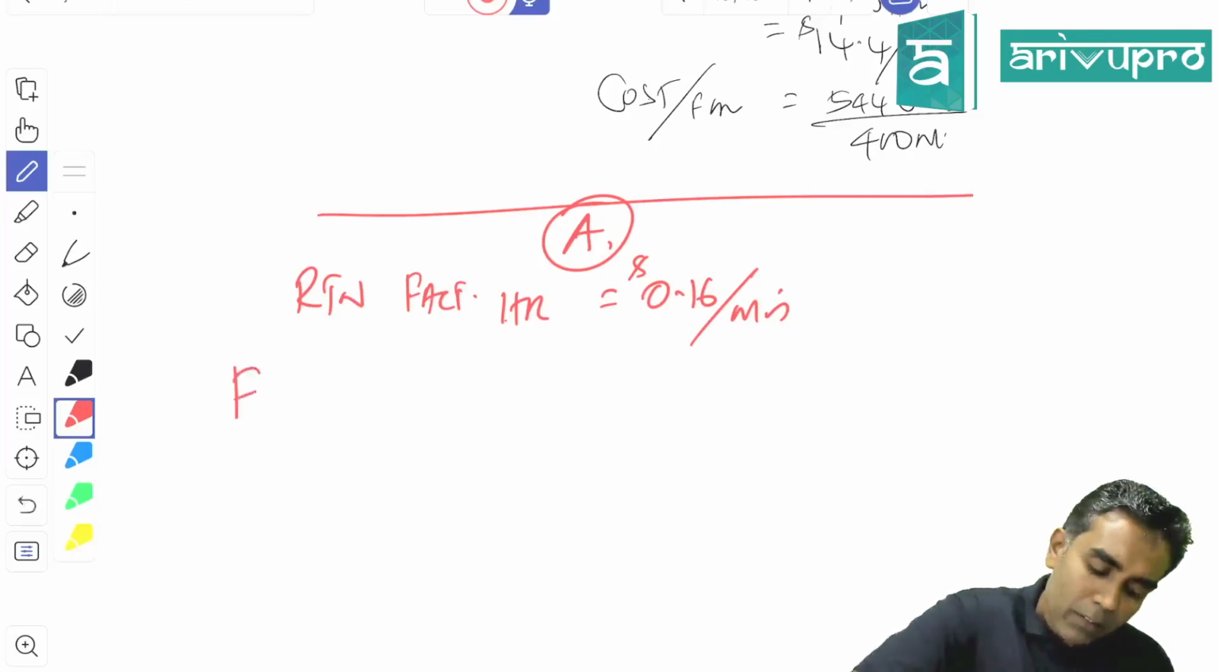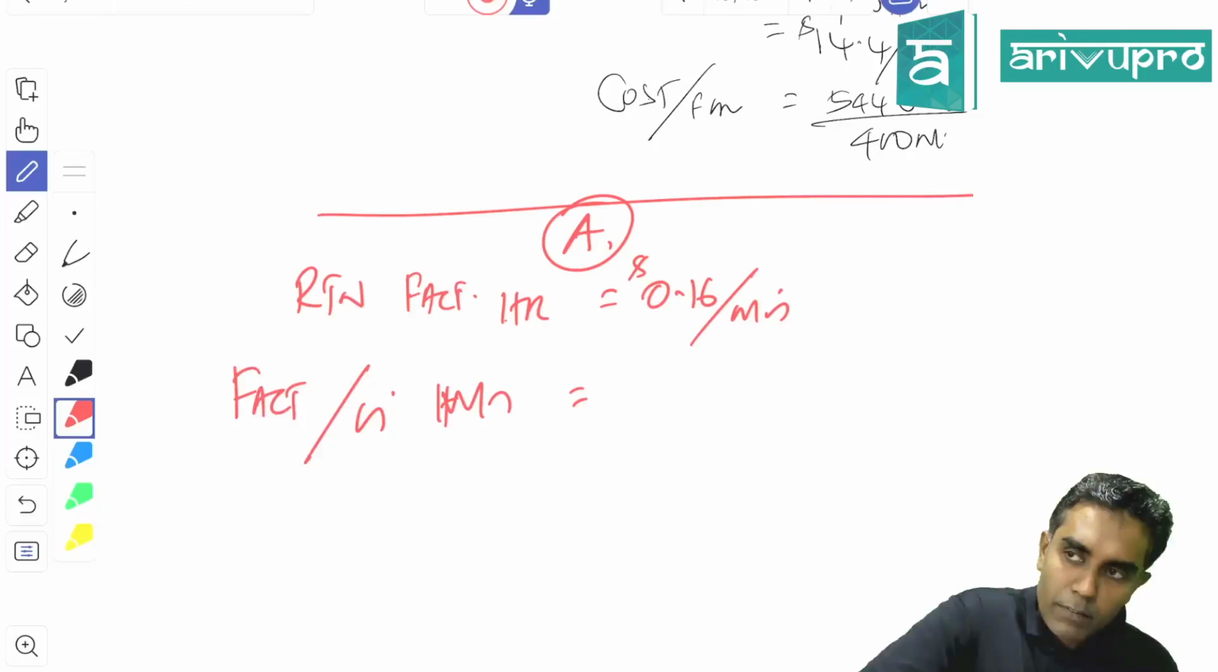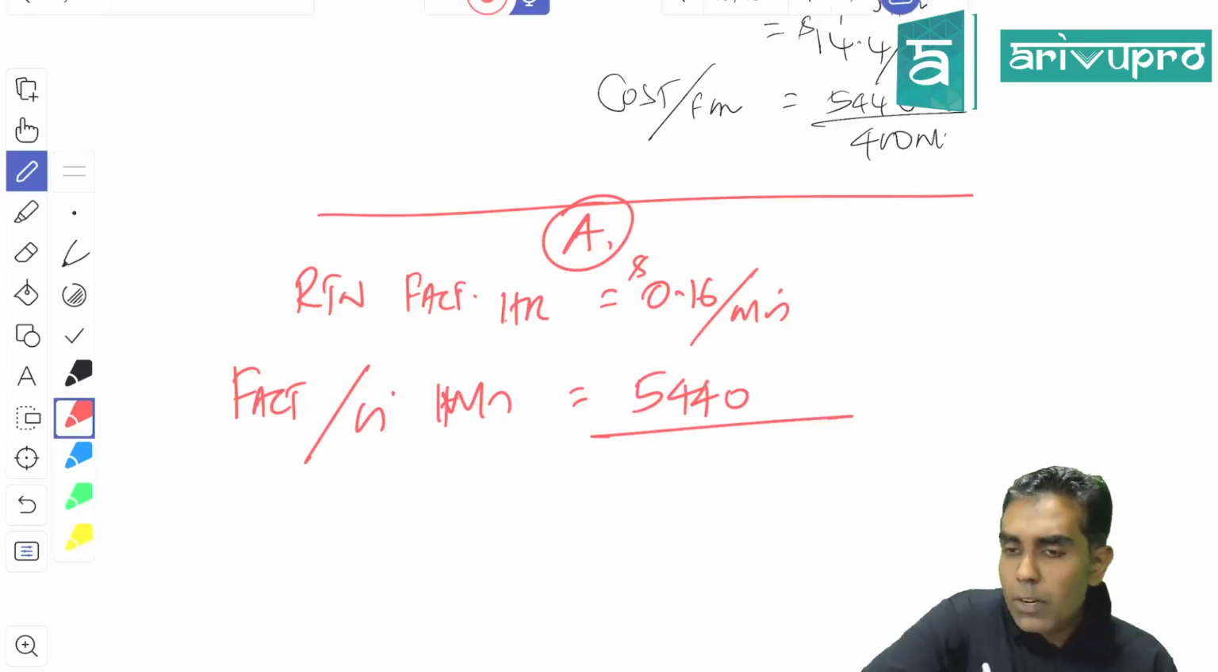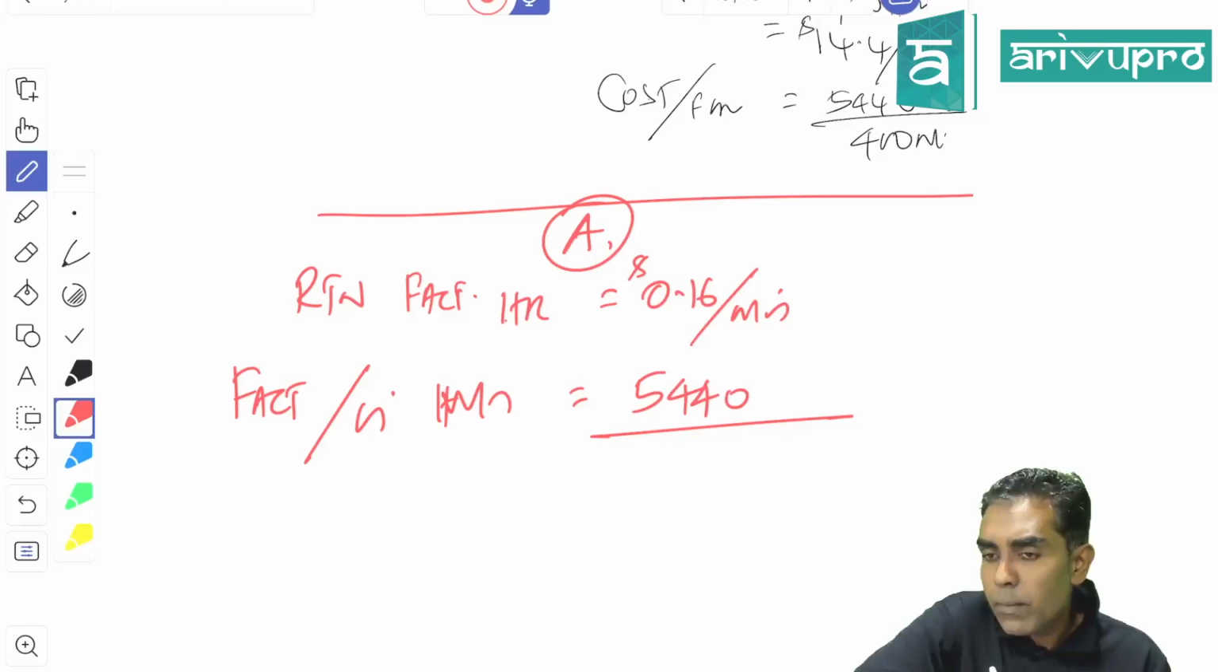Next, factory cost per minute. That is 5,440. The total number of available minutes is 400 hours, no? 400 times 60, 24,000 minutes.